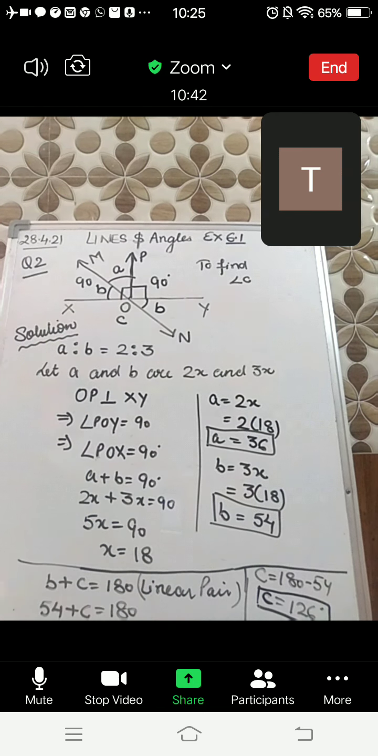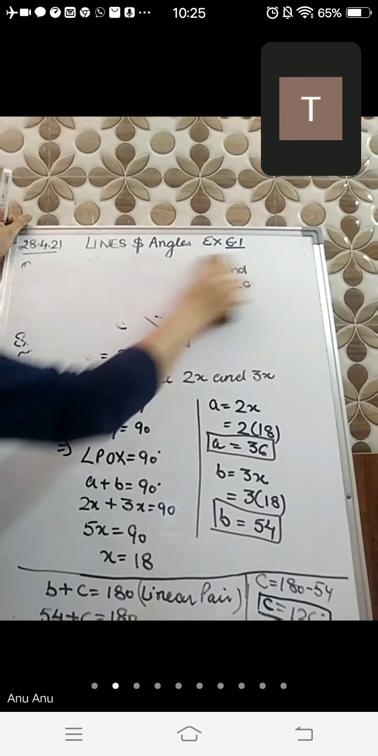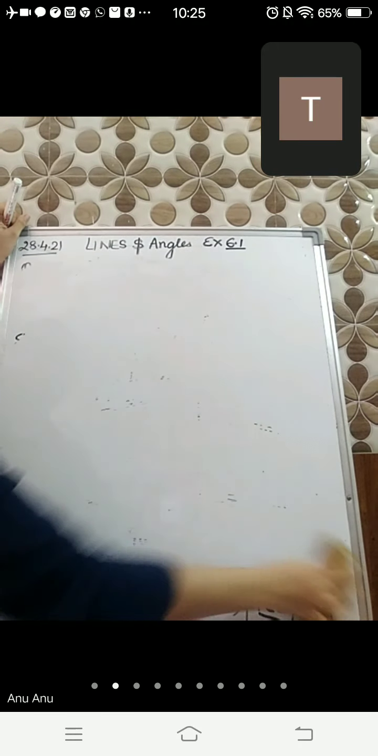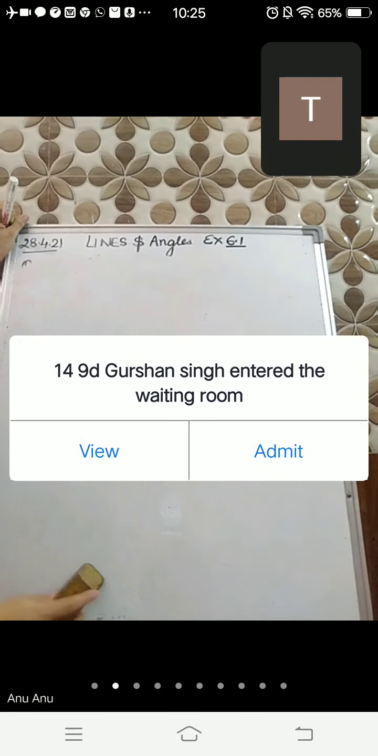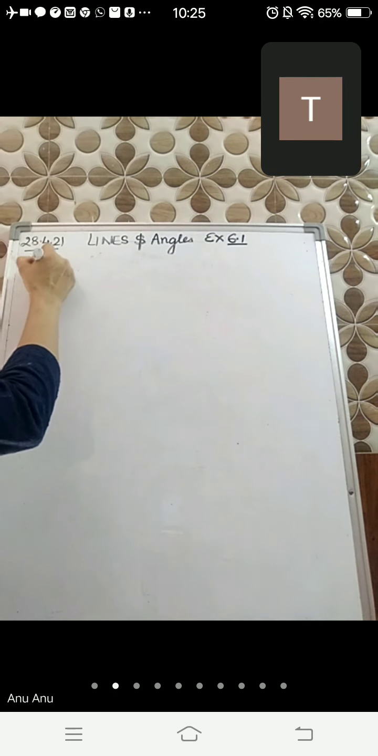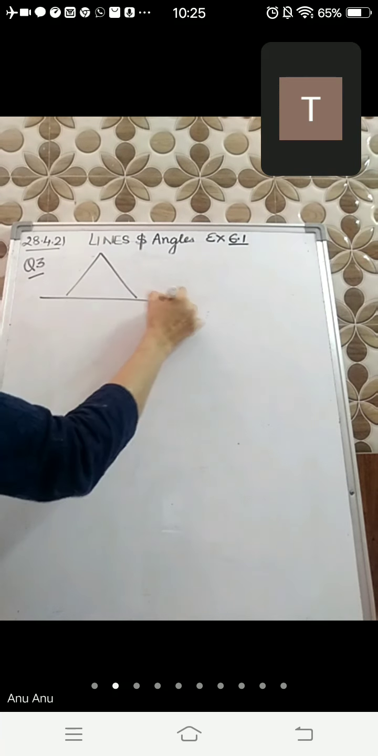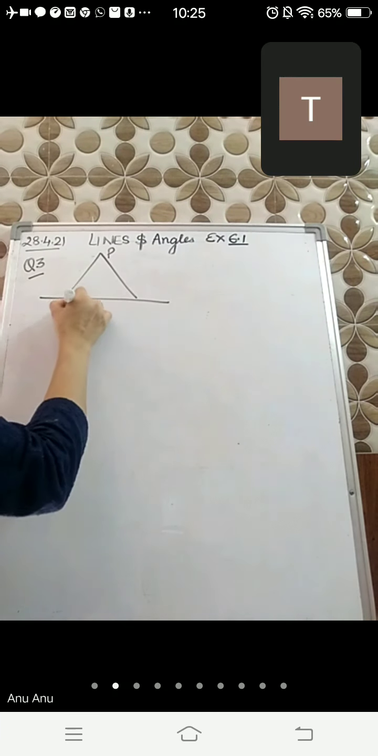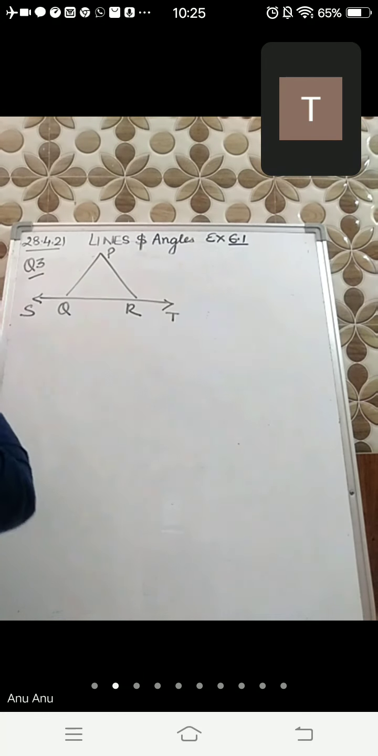Okay. Next question is question number 3. Question number 3 is, again, a figure is given to you. Figure is this. This is P, Q, R. This point is S. This is your T.